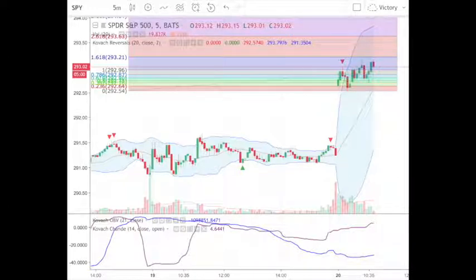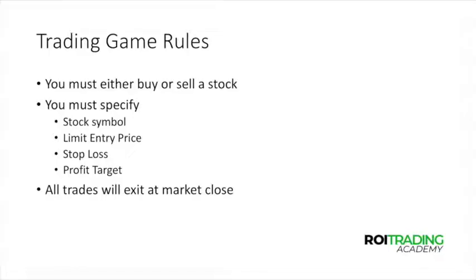Before we move on with this example, let's talk about the rules of the trading game itself. First, you can either buy or sell a stock. We don't accept any more complex orders or any other different types of asset classes for now. Obviously, you're going to have to specify the stock symbol that you want to trade. Next, because we're trying to focus here on developing good risk management skills, you have to specify the limit entry price, the stop loss, and the profit target in advance. In this game, we're not holding stocks overnight, we're only day trading them. So if your trade has not hit its profit target or stop loss by the end of the day, it'll be exited at close.